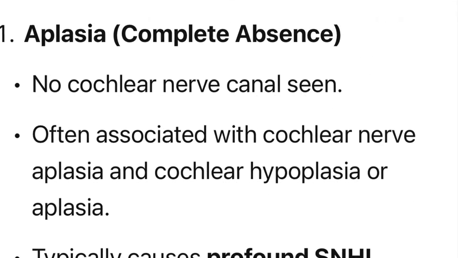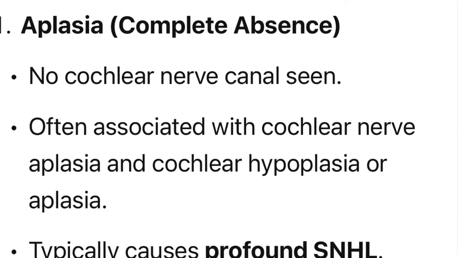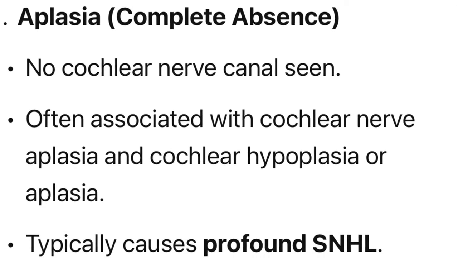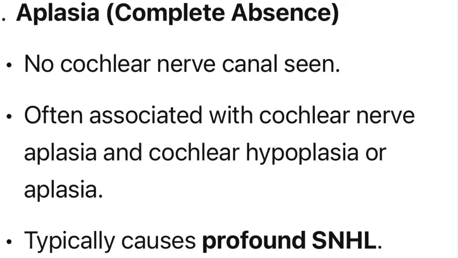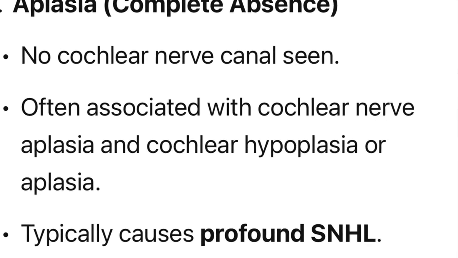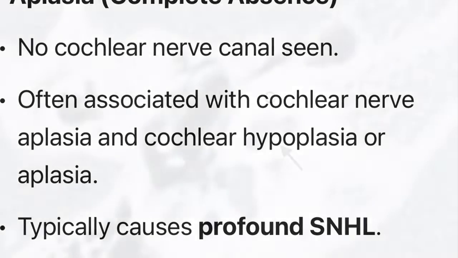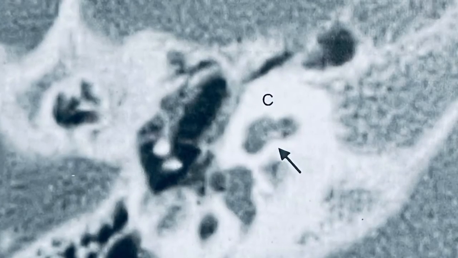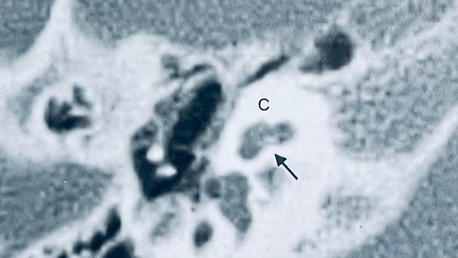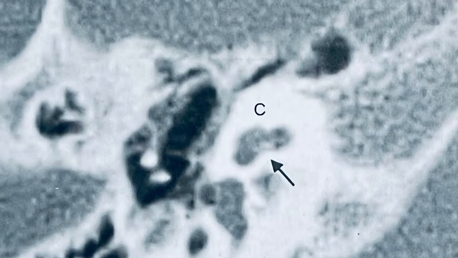This aperture abnormality may be, first type, aplasia or complete absence. No cochlear nerve canal is seen on CT or MRI, often associated with cochlear aplasia or cochlear hypoplasia. So it is mostly associated with profound SNHL in children. This is HRCT temporal bone at the mid-modiolar level showing complete absence of the cochlear aperture. You can see this arrow.